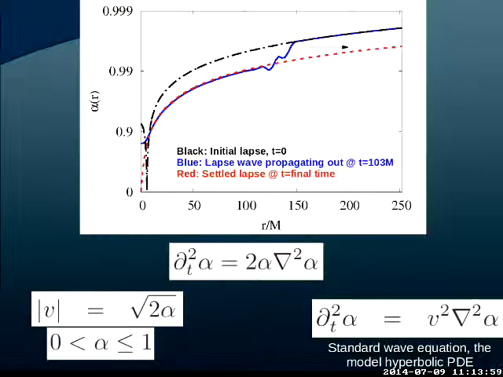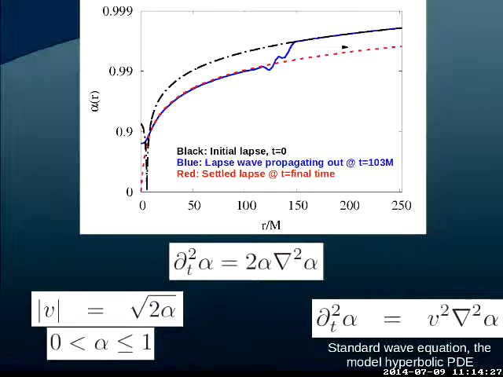And a lapse wave propagates outward. That's this blue guy right here, propagating outward. And red is a settled lapse. So this shows you the transition between initial and settled. Notice that at time 103 m, the lapse wave has propagated out to about a distance of 140, again corresponding to this wave speed of approximately the square root of 2 times the speed of light, just like we anticipated.